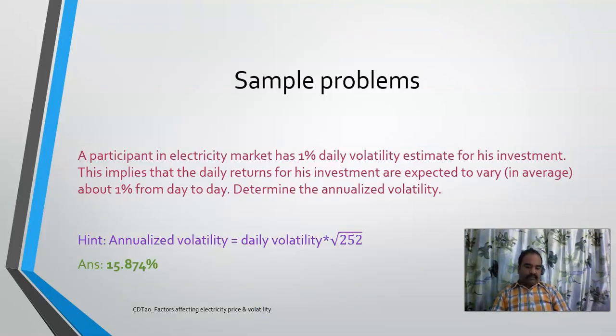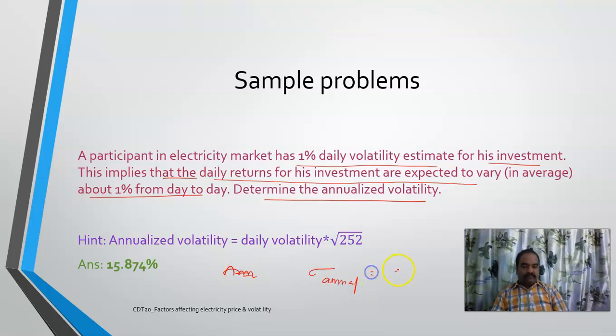So this is a simple problem which will be asked for 1 mark. Say a participant in the electricity market has a 1% daily volatility estimate for his investments. It implies that daily returns for his investment are expected to vary about 1% from day to day. Determine the annualized volatility. As we have already seen, annualized volatility and daily volatility, where 252 is the actual number of days. So I'll multiply this, and I'll get this particular answer, 15.874%.